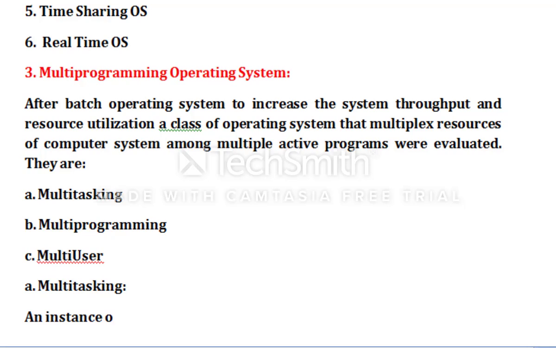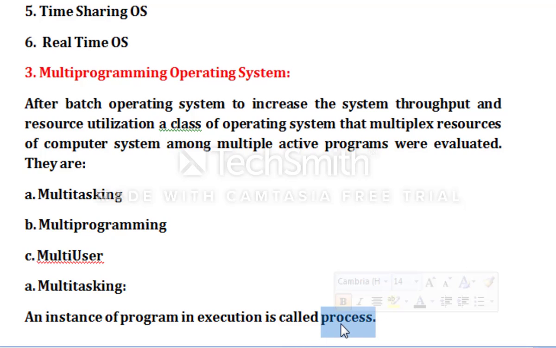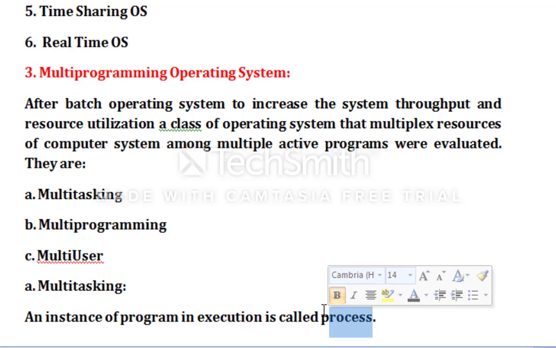So multitasking is what exactly? An instance of a program in execution is called a process. A program at the time of execution becomes a process, and that is the difference between program and process. A program is a passive entity and a process is an active entity. A process takes place in primary memory and has a TDS part: text, data and stack. A program is a passive entity which takes memory on the hard disk or secondary memory. So multitasking refers to multiple processes running at the same time in primary memory. This is called multitasking.